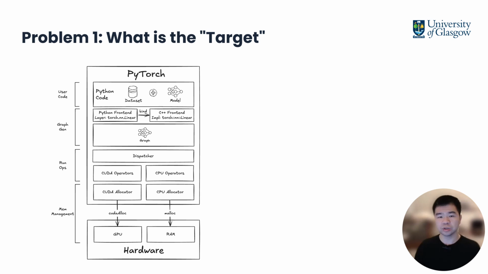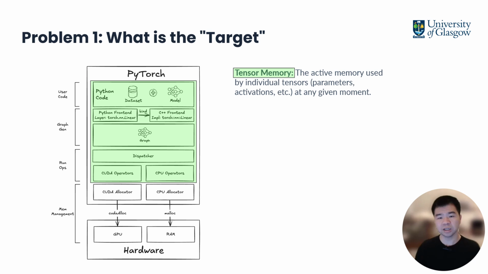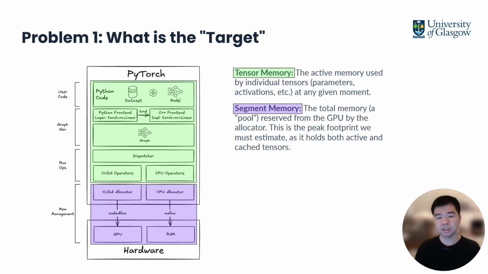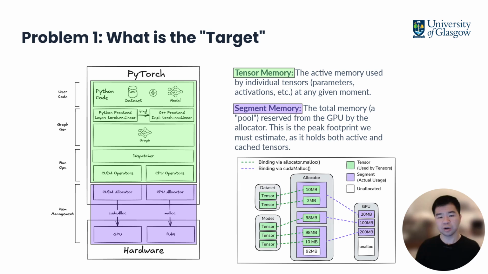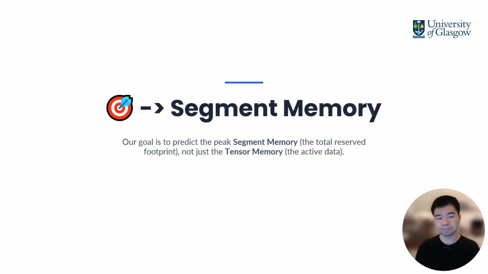I'm going to introduce two concepts here. The first one, tensor memory. This is active memory used by individual tensors, like parameters and activations at any given time. The second one, segment memory. This is the total memory pool reserved by the allocator to improve response time when the program requires memory. Look at this diagram on the right. The green tensor represents the active memory. The purple segment shows the actual GPU footprint reserved by the allocator. So our goal is to predict the peak segment memory, not just the tensor memory.